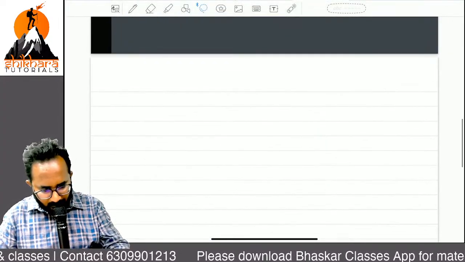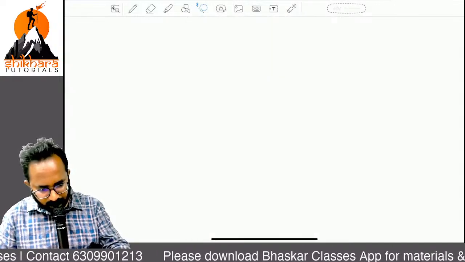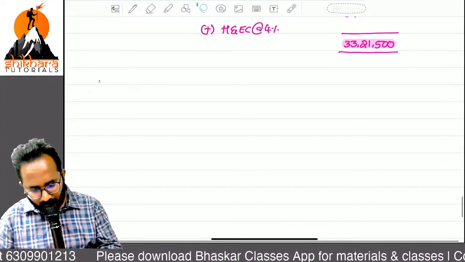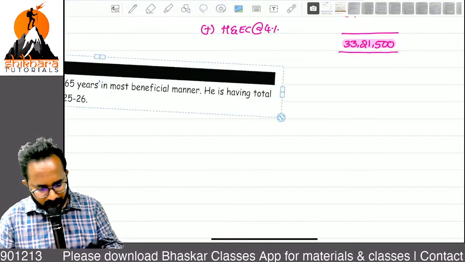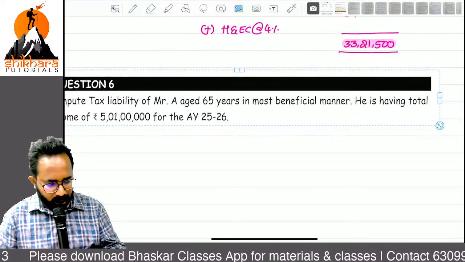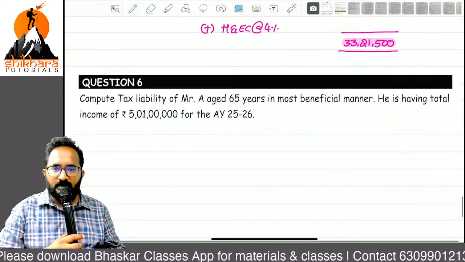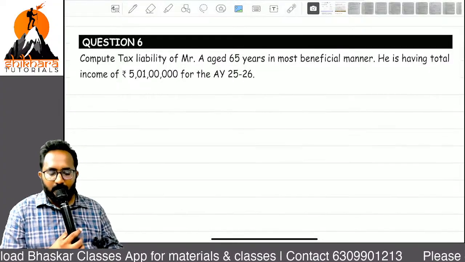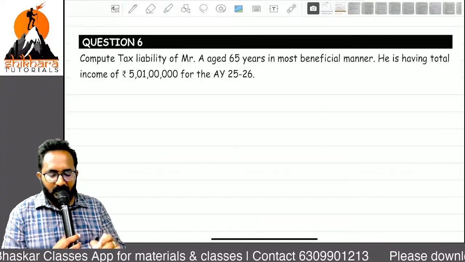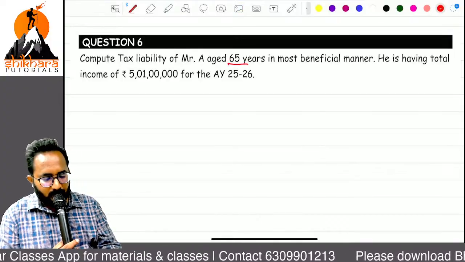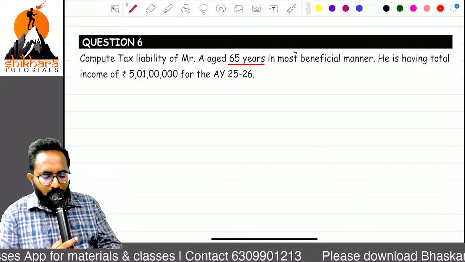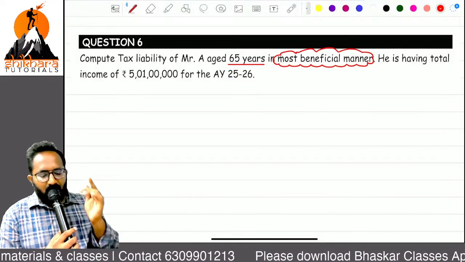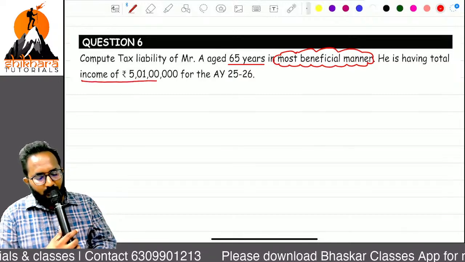What is the question number? 6. Yes, this is question number 6. I think you can see. Computation of tax liability of Mr. A, 65 years of age. And they are asking in the most beneficial manner. And his total income is 5 crore 1 lakh.